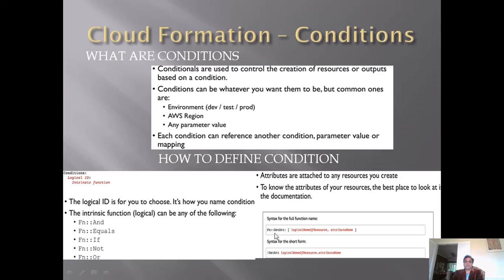And there is one more very good thing called Fn::GetAtt, get attribute. Attributes are attached to any resources you create, so that it adds more like a name value pair tagging kind of thing. So through attributes you could do those kinds of things. So it's kind of part of a condition.